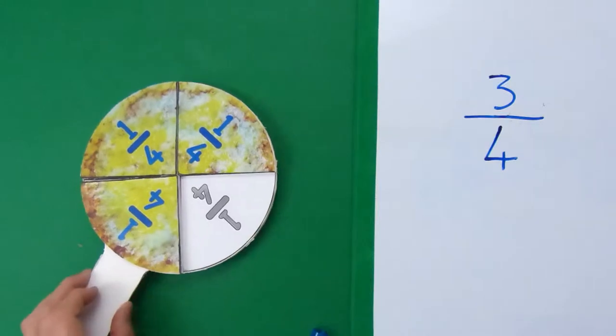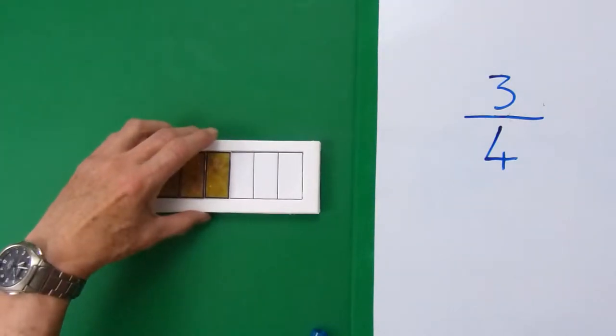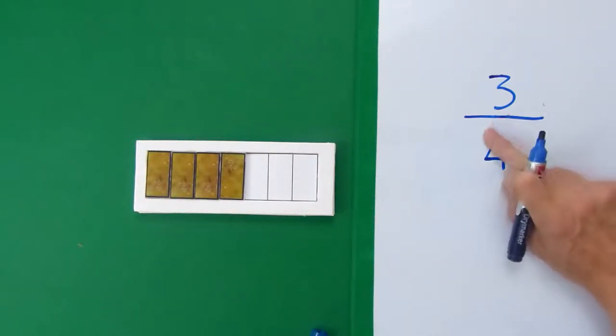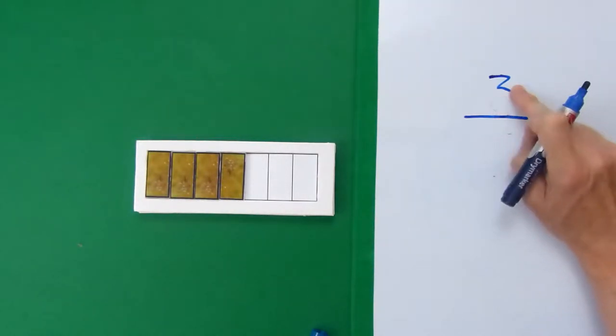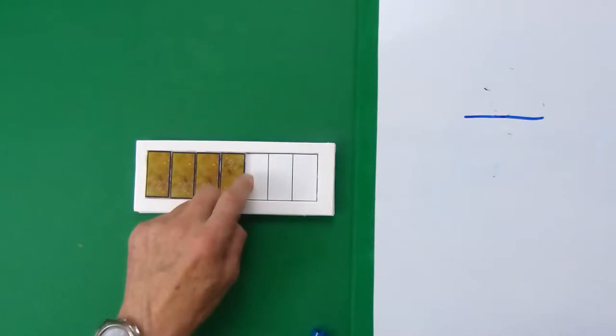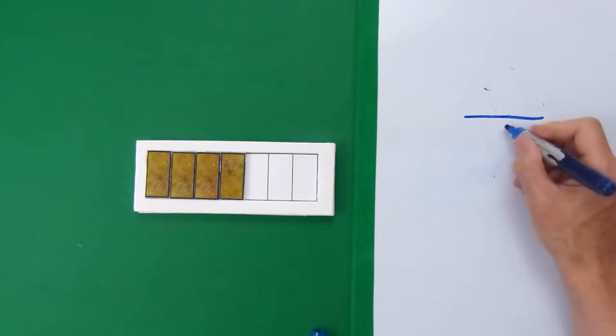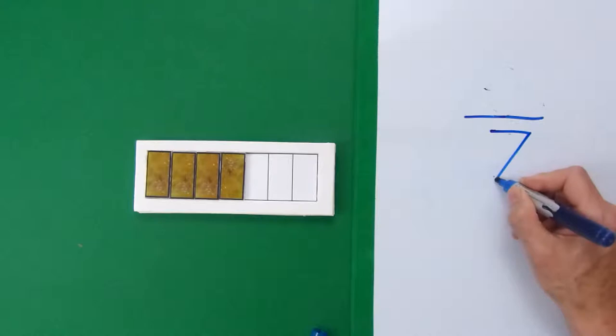We'll now have a look at a pizza strip. So in this pizza strip, if you count the number, we have a total of 1, 2, 3, 4, 5, 6, 7. So we have 7 pizzas in a whole strip, so the bottom number is 7.